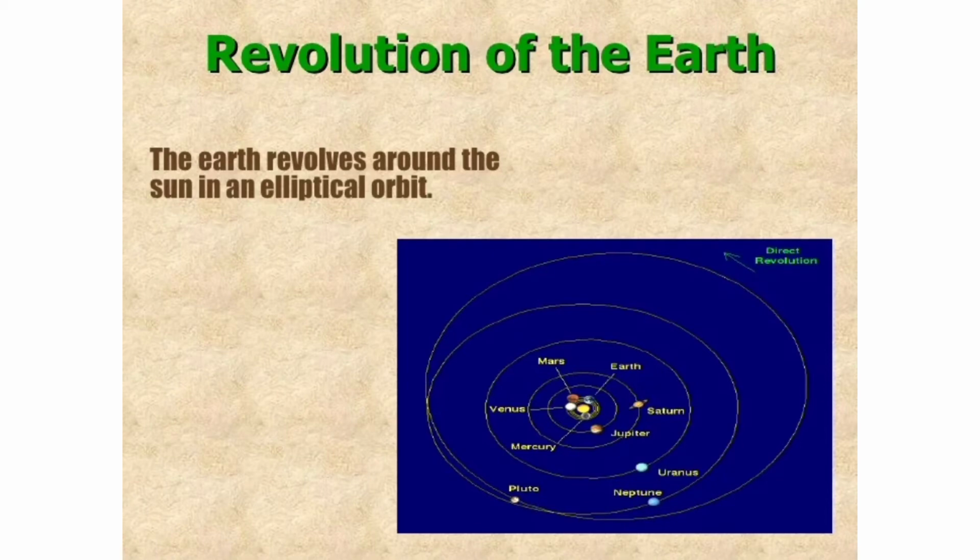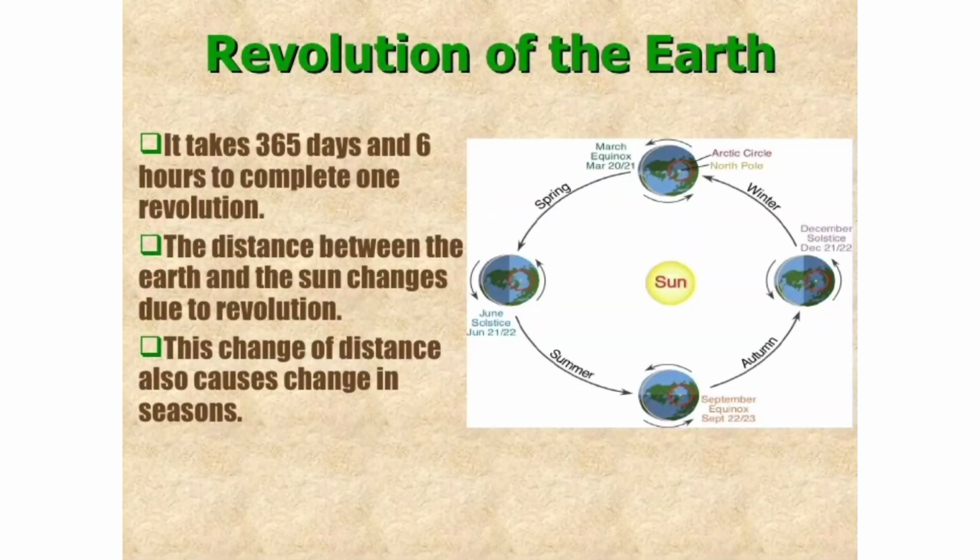Revolution of the Earth. The Earth revolves around the Sun in an elliptical orbit. It takes about 365 days and 6 hours to complete one revolution. The distance between the Earth and the Sun changes due to revolution. This change of direction also causes a change in seasons.